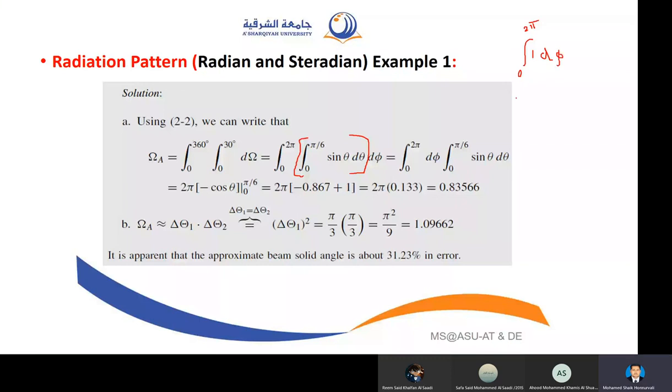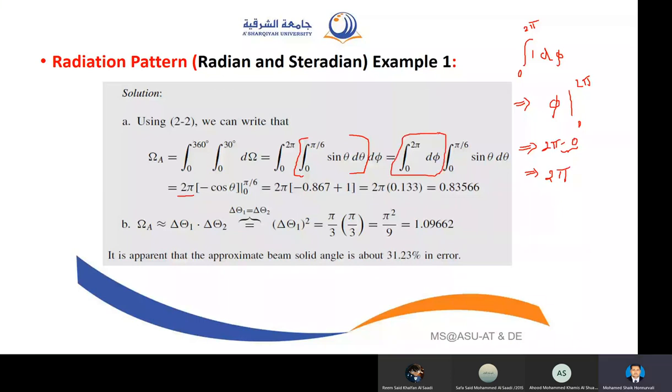If I do the integration for this, it will become phi, because 1 is a constant. Integral of 1 d phi is phi itself. And what will be the limits? 0 to 2 pi. Substitute the value of 2 pi in place of phi. What do we get? 2 pi minus 0. There is no value for this. So the final answer will be 2 pi. So here you have 2 pi for this function only.